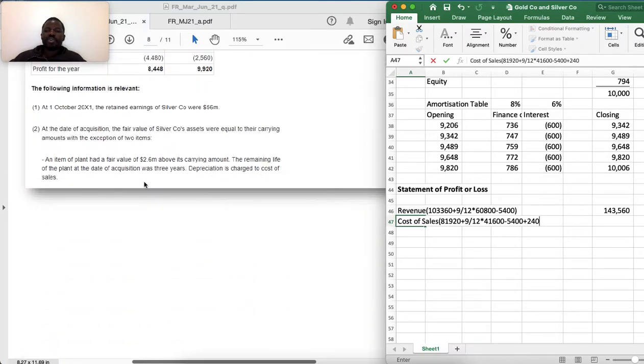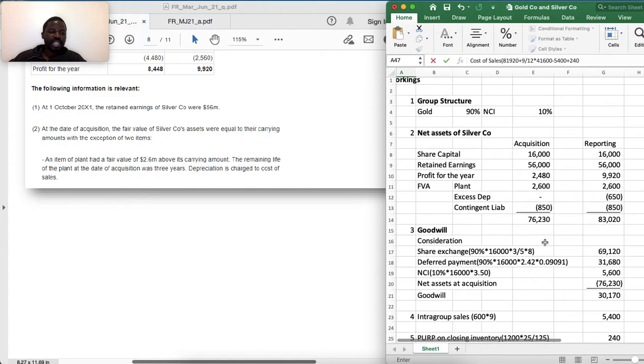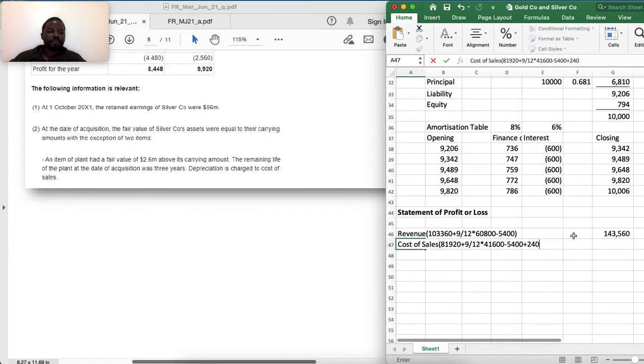Let's check depreciation. Depreciation is charged to cost of sales. So we need to add depreciation. Where did we get our depreciation? Our depreciation here, excess depreciation of 650 from the fair value. Then we are done here.